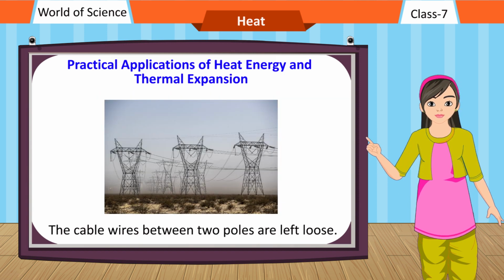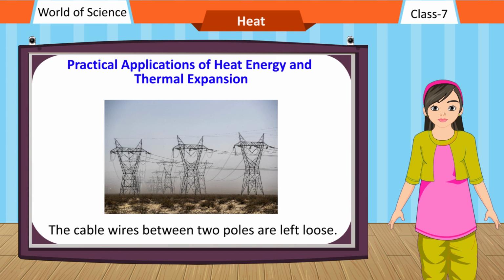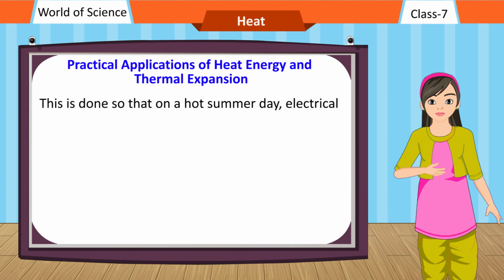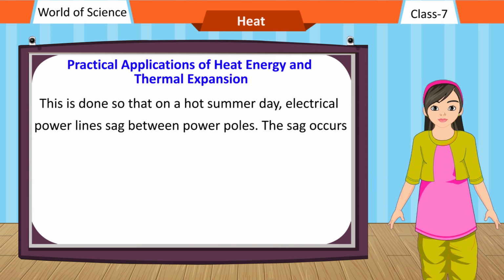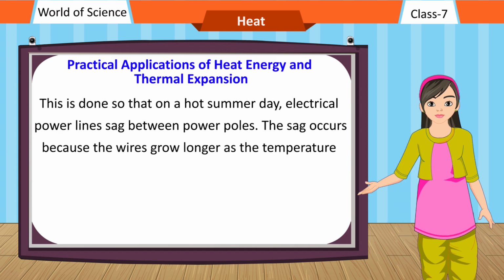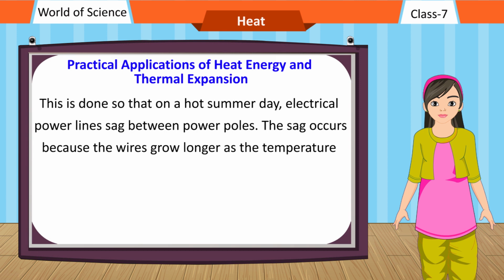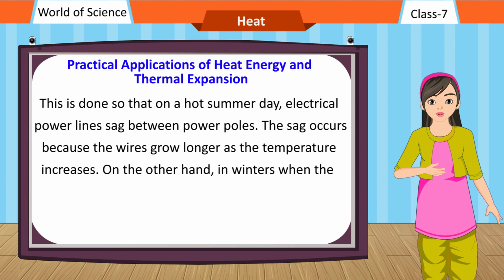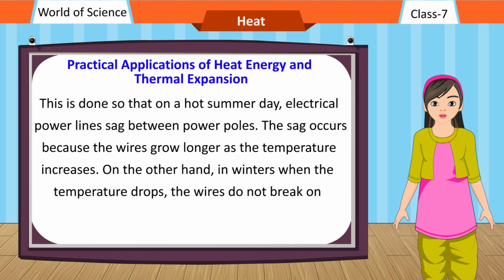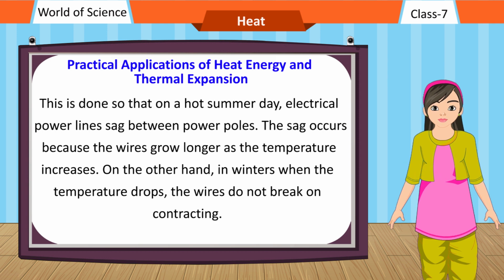The cable wires between two poles are left loose. This is done so that on a hot summer day, electrical power lines sag between power poles. The sag occurs because the wires grow longer as the temperature increases. On the other hand, in winters when the temperature drops, the wires do not break on contracting.